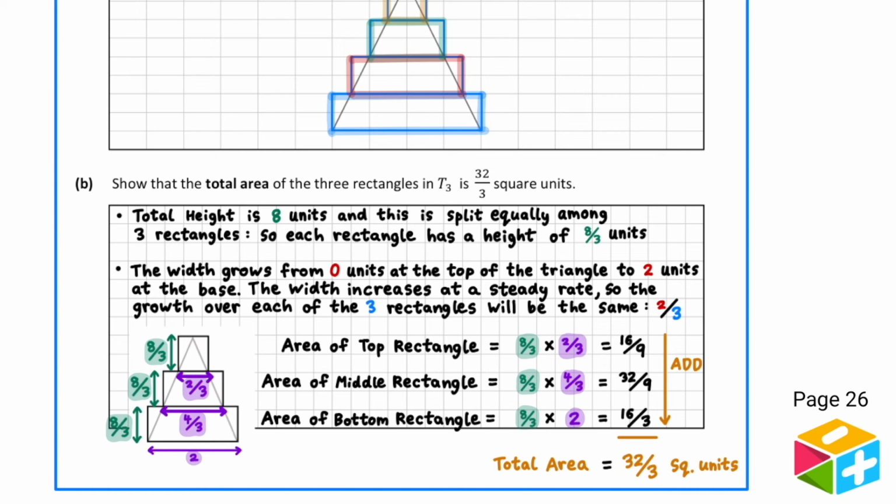To find the total area of the 3 rectangles, all we have to do is add these 3 results together. This gives us an answer of 32 over 3 square units. This is precisely the answer that we wanted to obtain.